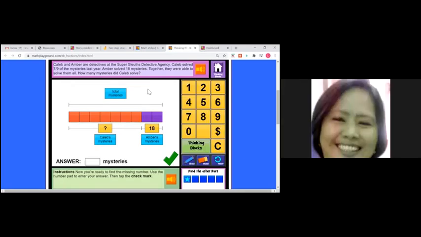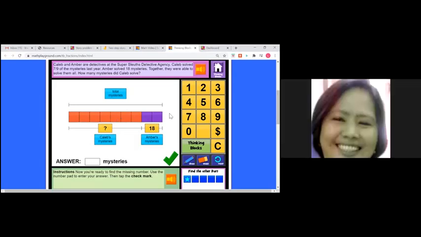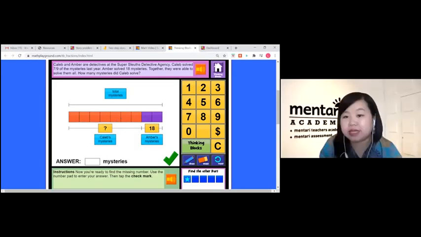Okay, and you can guide the students through the same process, right? So 18 represents 2 units in this case. So if 2 units is 18, it means 1 unit is 9. And for Caleb's part, it should be 9 times 7, which is 63.